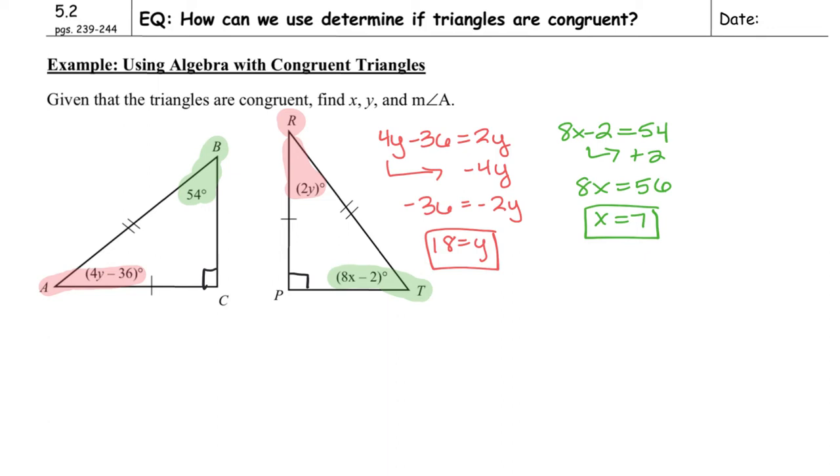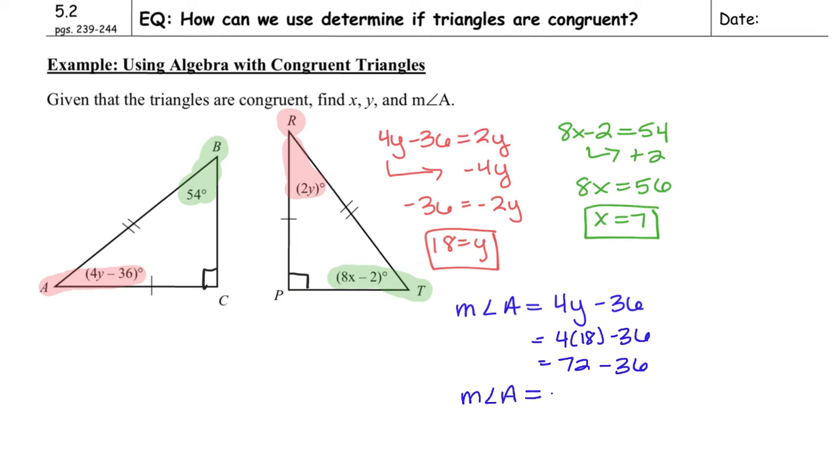The last thing I had to do was find the measurement of angle A, and angle A was 4y minus 36. Because I know what y is, I just replace the y with the 18. So 4 times 18 minus 36. 4 times 18 is 72 minus the 36. So the measurement of angle A is 36 degrees.